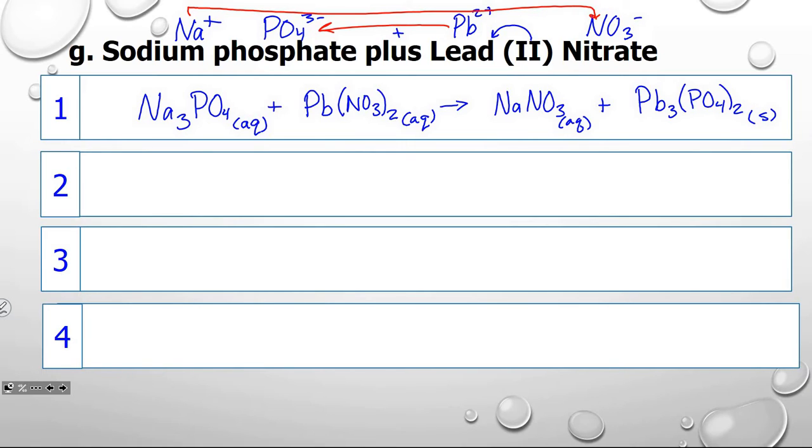I bring number 2, my solid, down: Pb3(PO4)2. Now, I need to go back up to the top, and I need to balance it. Just to speed us up a little bit, I'm going to give you this number as a 6. What else do I need to do?